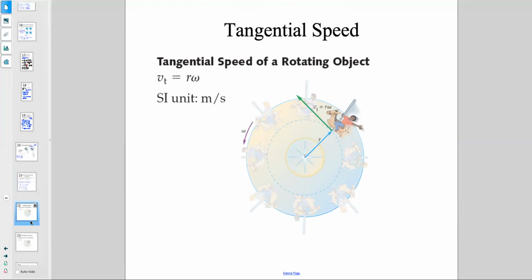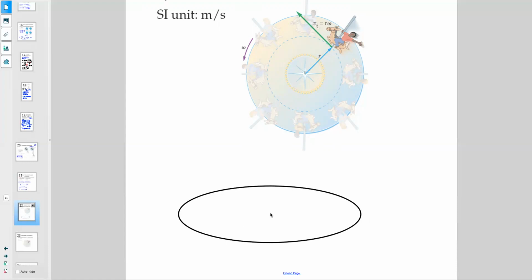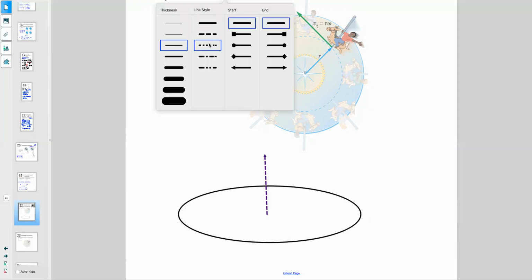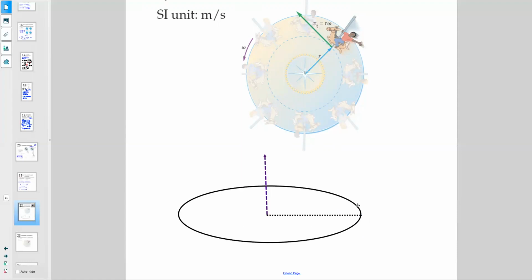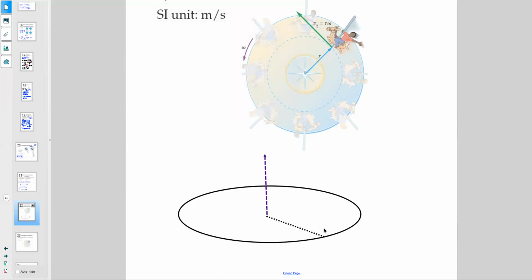Tangential speed. We talked about it before. Remember that I said your tangential speed is the speed that is tangent to the path or to the circle, because we are doing a circular motion. And if you remember, if you consider this to be your circle, but you're looking at it from the side, then this is your omega, and this is your r. Let me actually draw r in a slightly different position. So this is r.